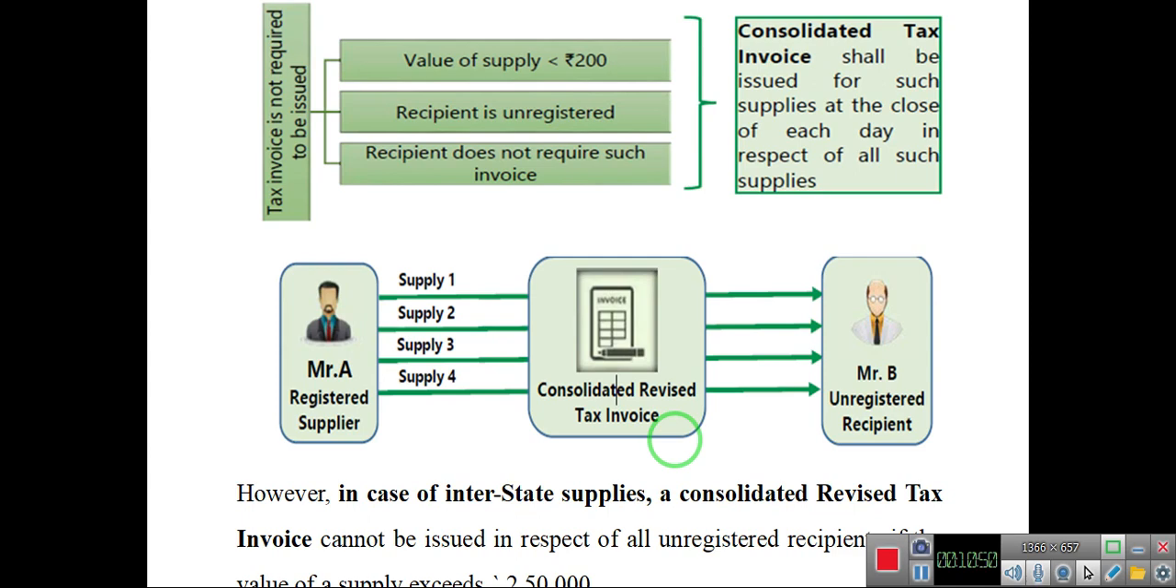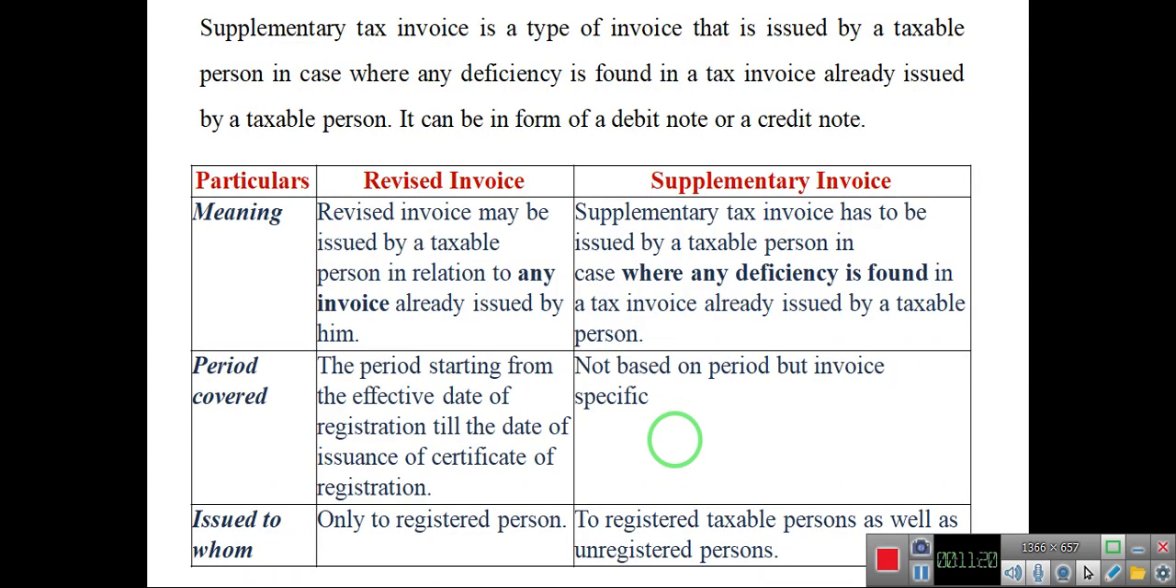supply 1, 2, 3, 4. Now, instead of issuing separate invoices for each supply, he can issue a consolidated tax invoice to Mr. B. However, in case of interstate supply, a consolidated revised tax invoice can't be issued in respect of all unregistered recipients if the value of supply exceeds 2,50,000 rupees. The next type of invoice is supplementary invoices.